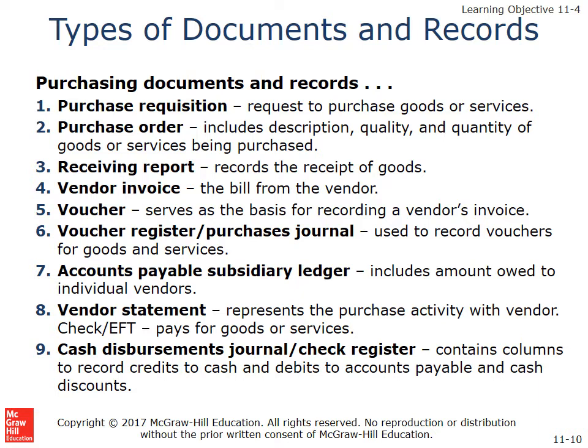The voucher register, which is also a purchases journal, is used to record the vouchers for goods and services. That's when we're entering the invoice into the system. The accounts payable subsidiary ledger is the detailed amounts of accounts payable and who is owed those amounts. It will list each individual vendor the company owes money to and the dollar amount. The vendor statement is the statement received from the vendor representing what purchase activity and payments were made by the company. And then the cash disbursements journal or check register will show the amount of cash and the various accounts affected by those cash payments.